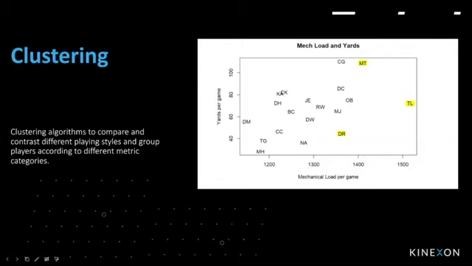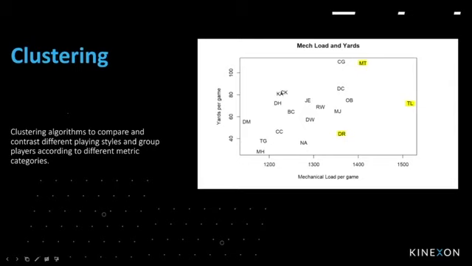Okay, so we talked about this just briefly at the end of the last talk, but I'm going to talk a little bit more about clustering now. So the next phase also is to, again, look at multiple metrics. Understand what metrics that you want to do. Clustering algorithms to compare and contrast different playing styles and group players according to different metrics and categories. Okay? We're clustering to try to understand.